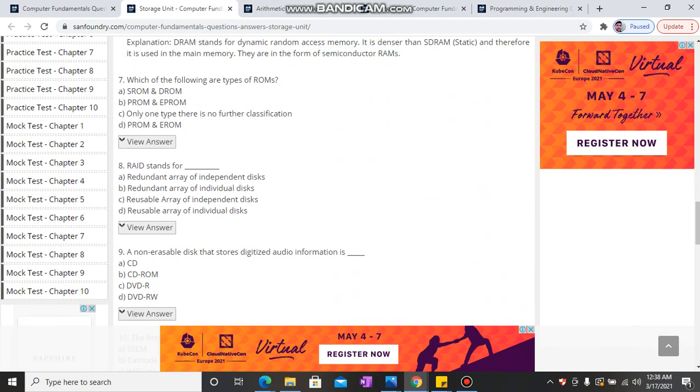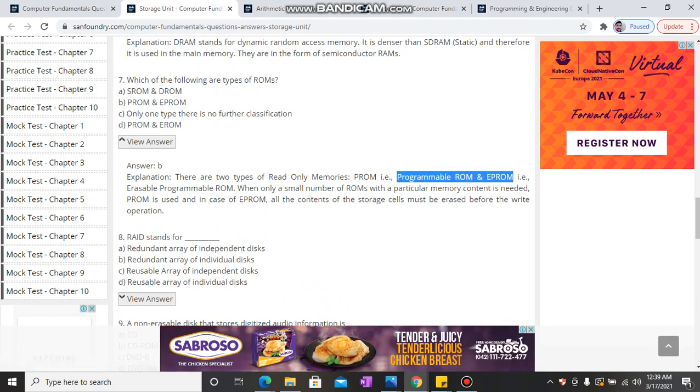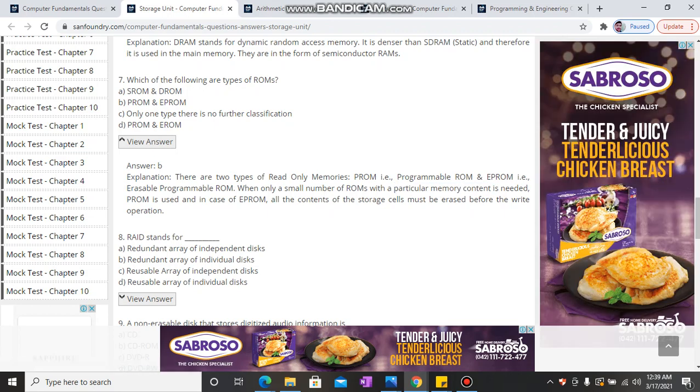We've got another question. Which of the following are the types of ROMs? B, PROM and EPROM. There are two types of read-only memories: PROM, programmable read-only memory, and EPROM, erasable programmable read-only memory. When only a small number of ROMs with a particular memory content is needed, PROM is used. In the form of EPROM, erasable programmable read-only memory, all the contents of the storage cells must be erased before rewriting.